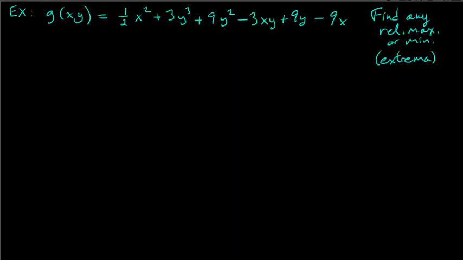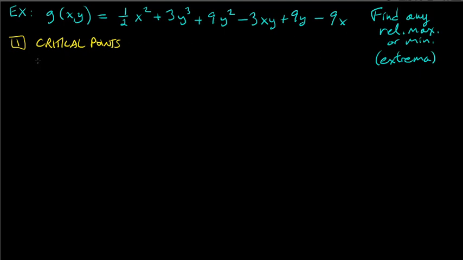Okay, so we'll do another example. So here we have g of x, y, and it's this function: 1/2 x squared plus 3y cubed plus 9y squared minus 3xy plus 9y minus 9x. And the question is the same. Find any relative maximum or minimum points. The book uses the word extrema. Find any extrema here. So we go through the same process that we did earlier. The first step is, as always, to find the critical points, if it has any. If it doesn't have any critical points, then we're done. Then it doesn't have any maximums or minimums.